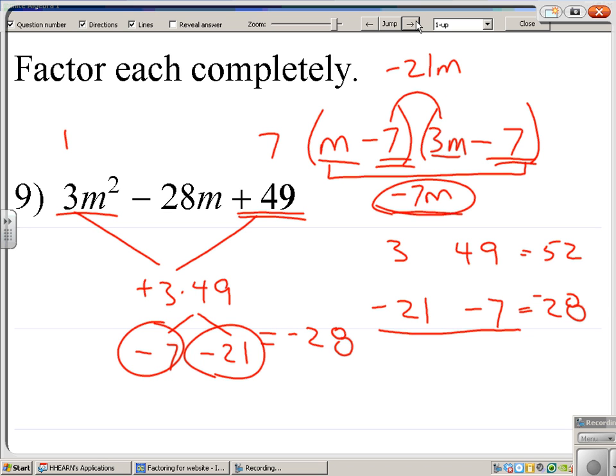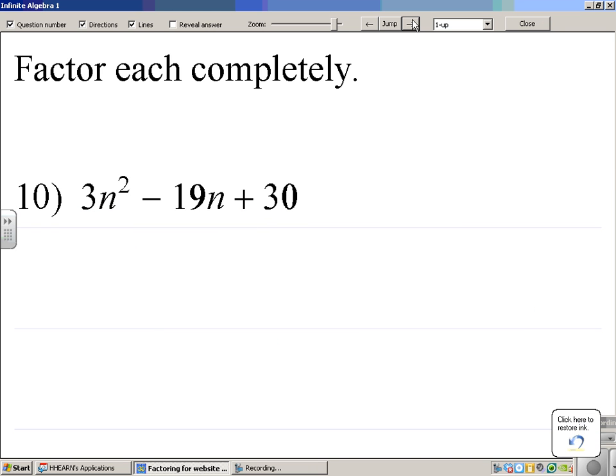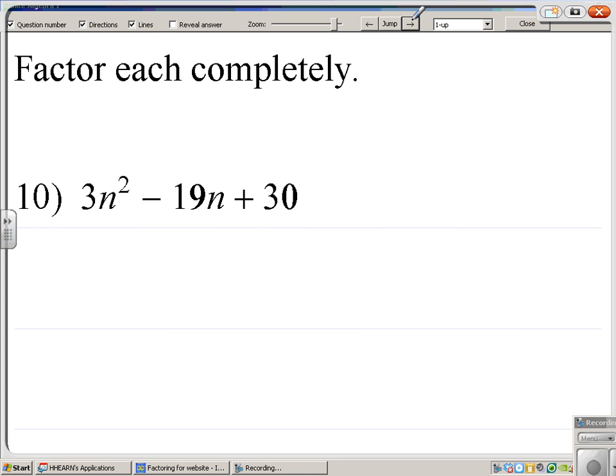Okay, one more. If you have not tried to work ahead on one yet, I really want to encourage you to try on this one. So pause, and then turn it back on when you think you have a conclusion.